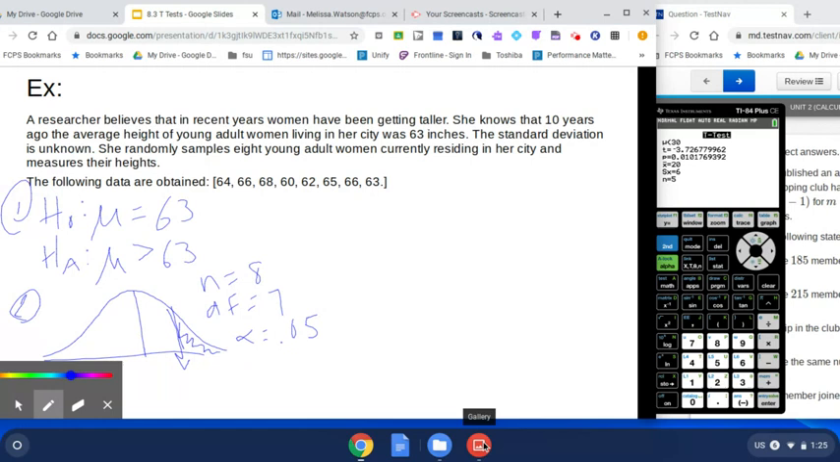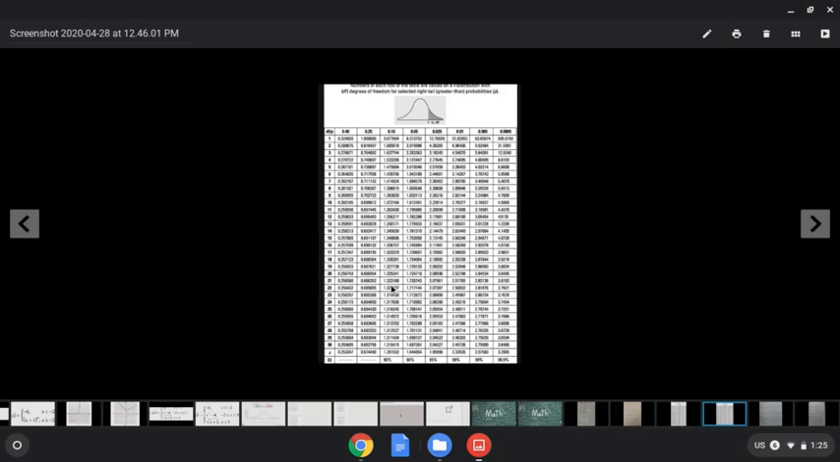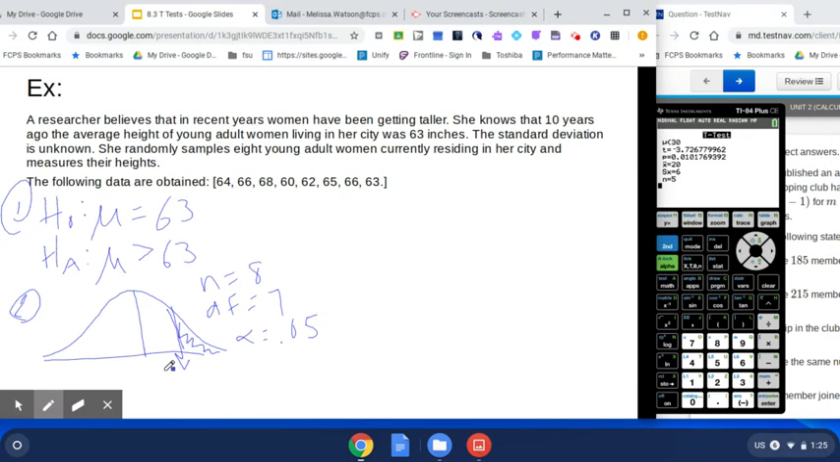Okay, let's go ahead and take a look at our t-chart. We're going to look up 7 degrees of freedom at an alpha of 0.05. So 7 degrees of freedom and an alpha value of 0.05. It looks like it says 1.895. So that's our critical value.